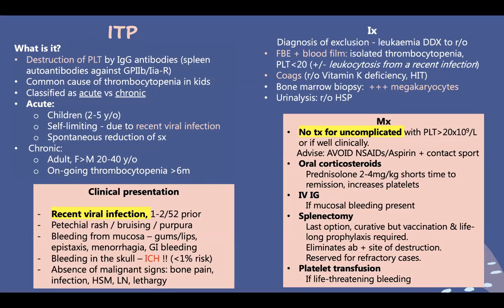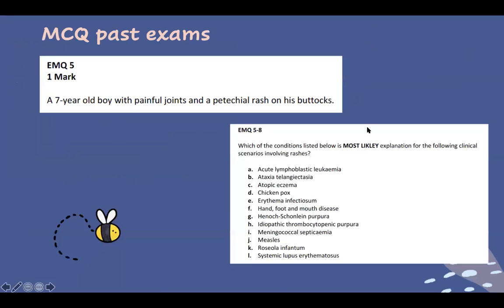IVIG can be given if mucosal bleeding persists. And because the spleen is the one chopping up the platelets, you can actually get rid of the spleen, and that's pretty curative, but then that has issues in itself, and you can activate a platelet transfusion protocol.